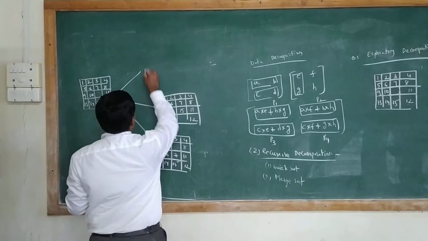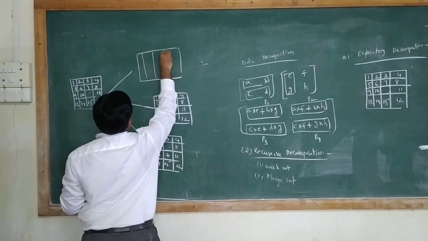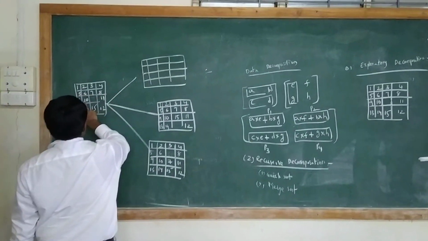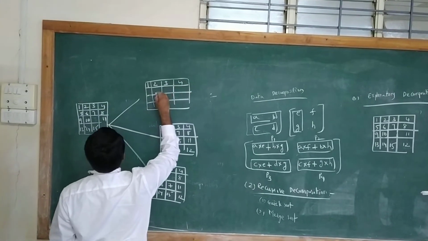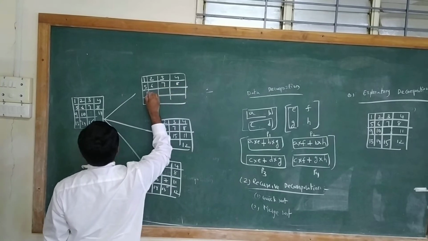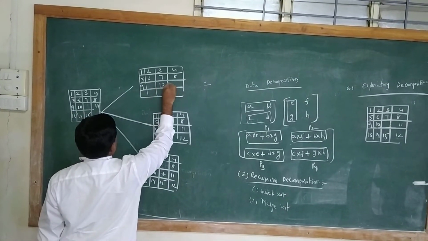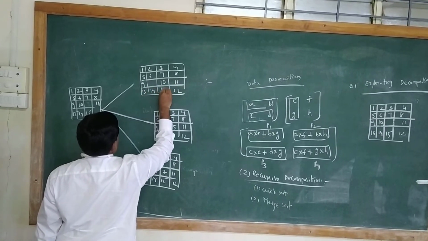So, if we are making left, 10 will come here. So 1, 2, 3, 4, 5, 6, 7, 8, 9. So 10 will come here. Left we are applying this. 10, 11, 12, 13, 14, 15.